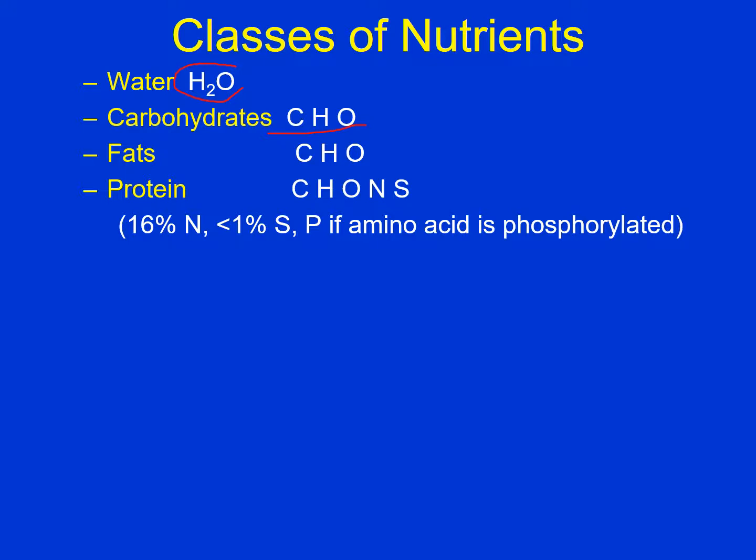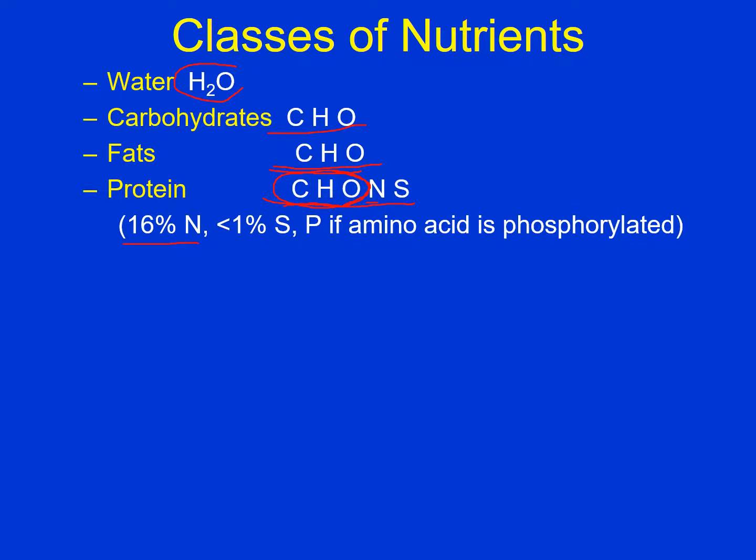So, nutrition has a lot to do with chemistry. Water has one oxygen and two hydrogens. Carbohydrates are made up of carbon, hydrogen, oxygen. Fats as well, carbon, hydrogen, oxygen, just in different ratios and a different physical configuration. Proteins also have that carbon, hydrogen, oxygen, but also nitrogen.